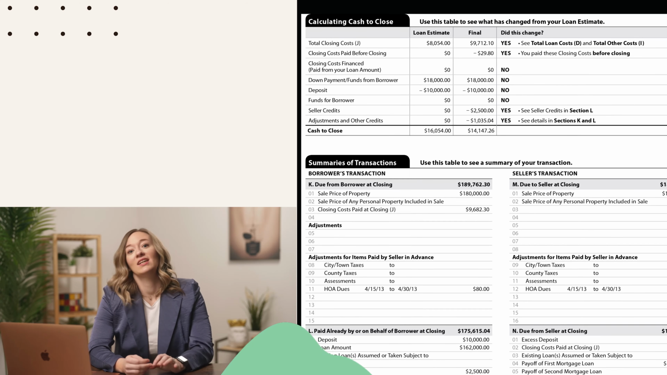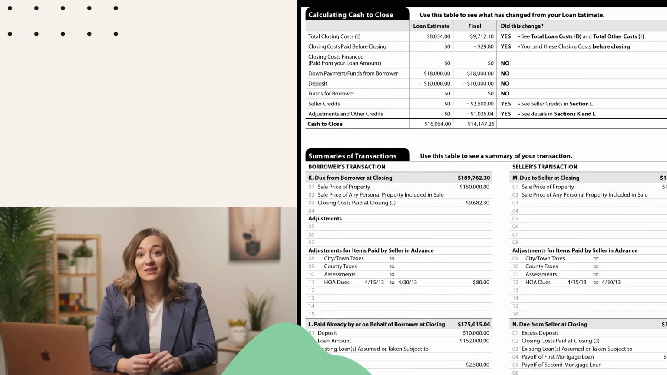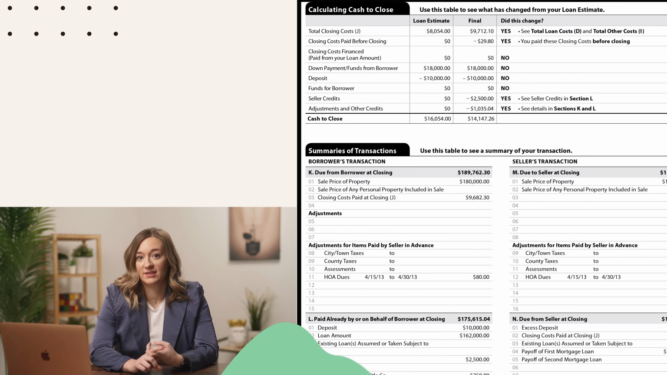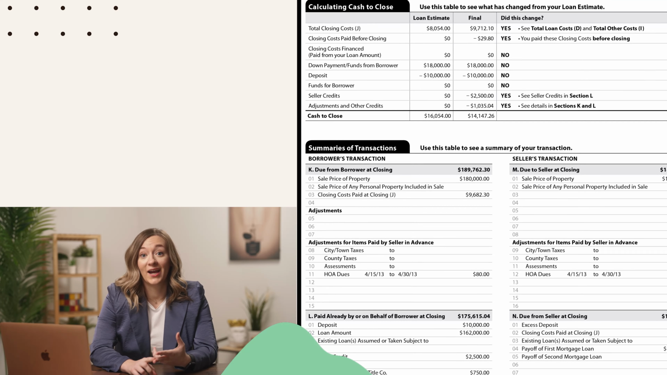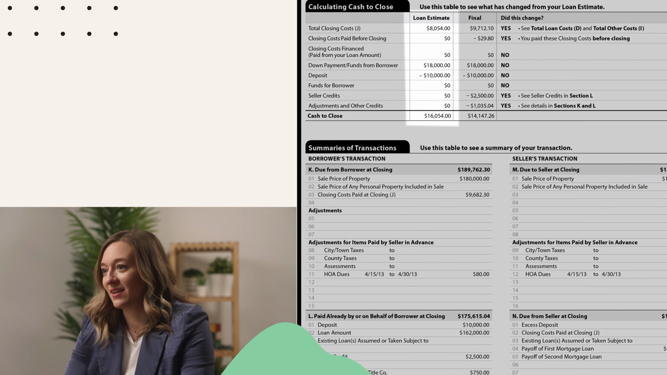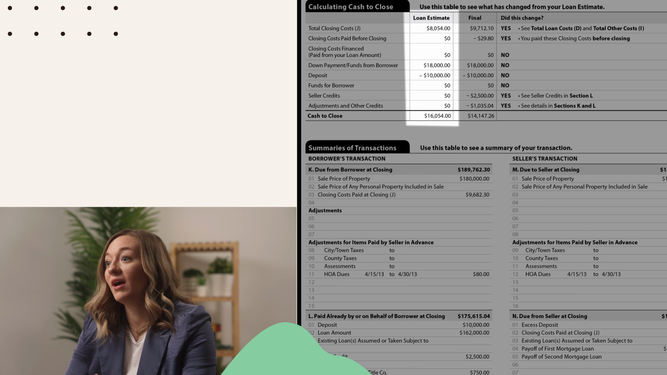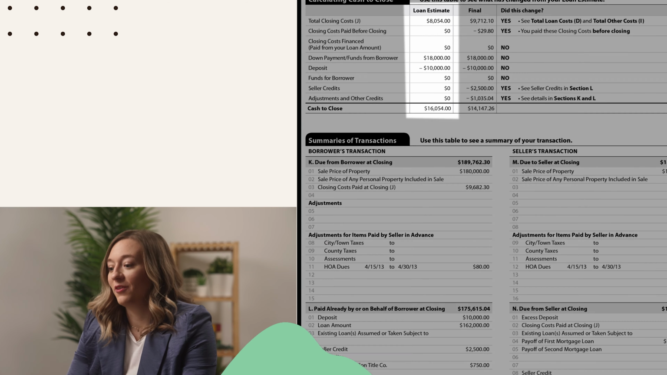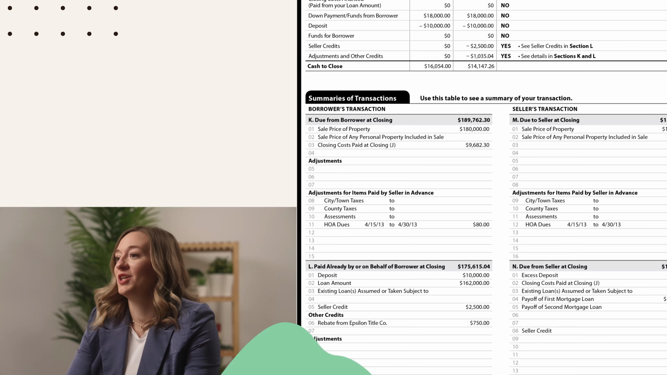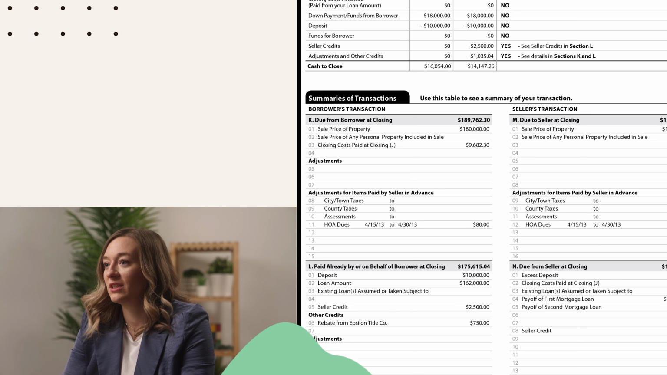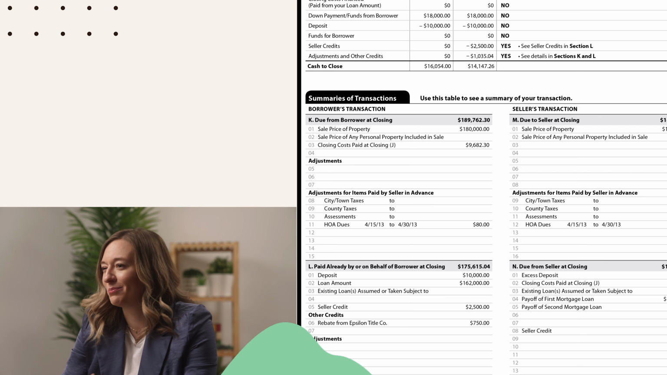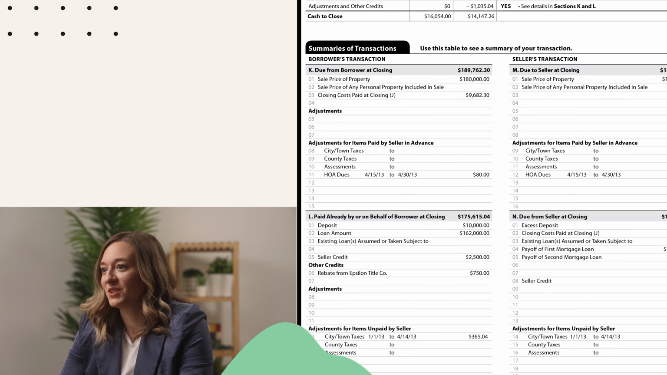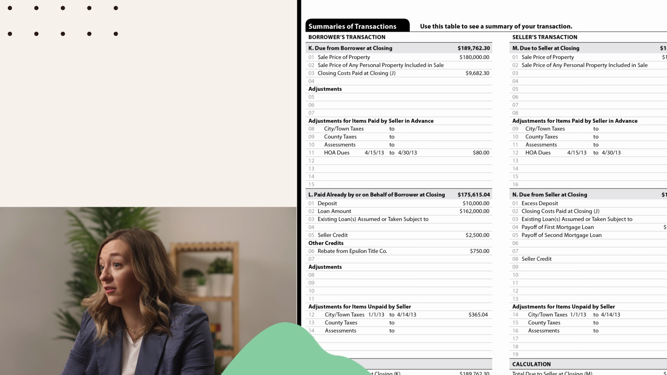Now the next page is a page that shows you a comparison from the very first loan estimate you got to the final closing disclosure that you're looking at right now. And the left side of the page underneath that is going to show you how the lender figured out what you had to bring as your cash to close. So the first part of that left side is showing you what you owe, which is usually your sale price plus closing costs plus any prorated items like HOA dues.